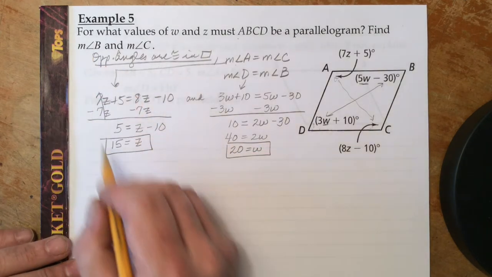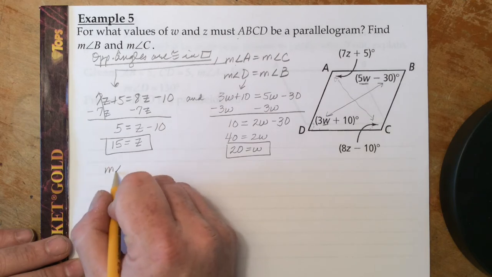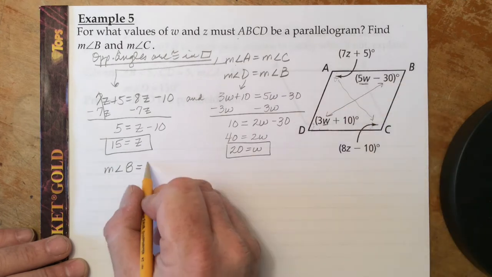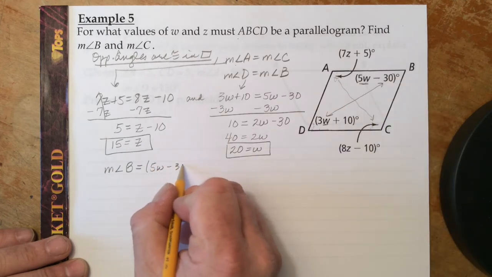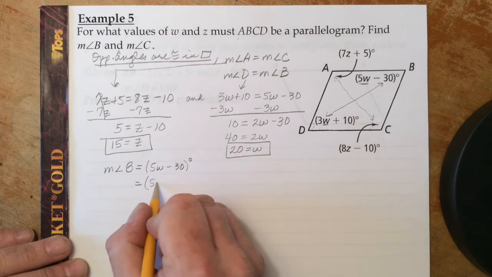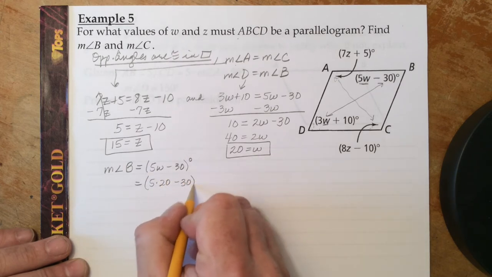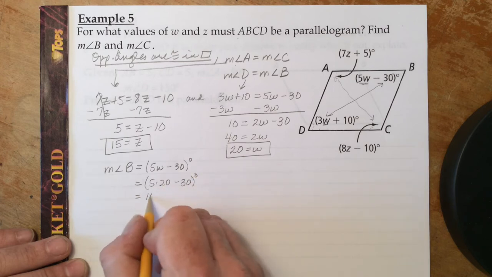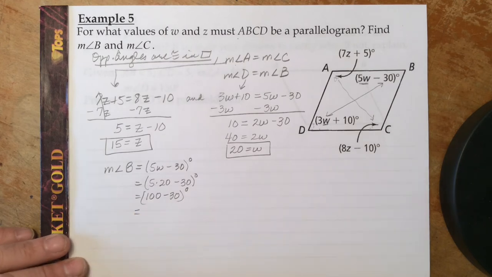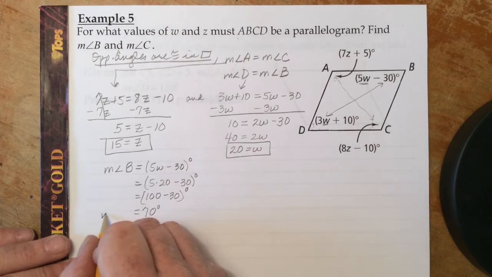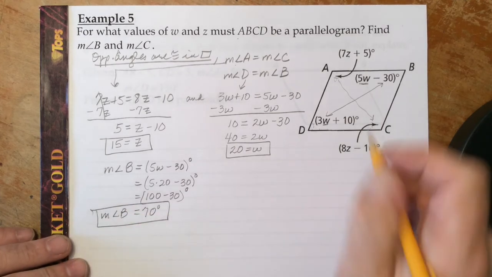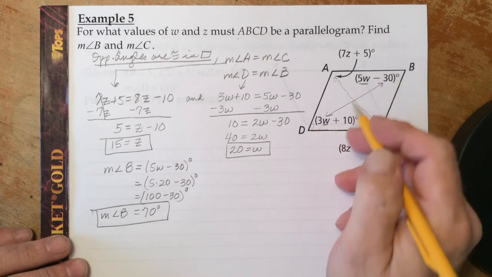They've asked us to find the measure of angle B and C. So the measure of angle B was 5W minus 30 degrees. Substituting in the value of W, which is 20, we get 5 times 20 minus 30 degrees, which gives us 100 minus 30 degrees, which gives us 70 degrees for the measure of angle B. And of course, the measure of angle D is also 70 because opposite angles are congruent.